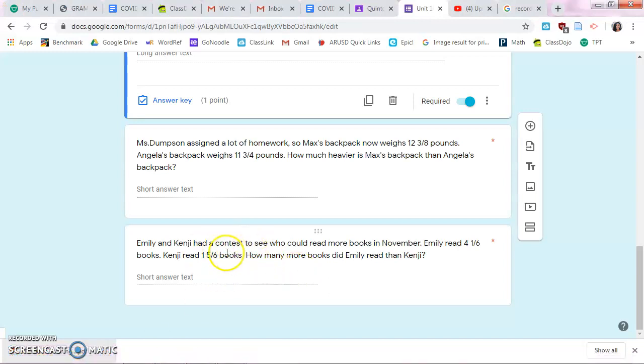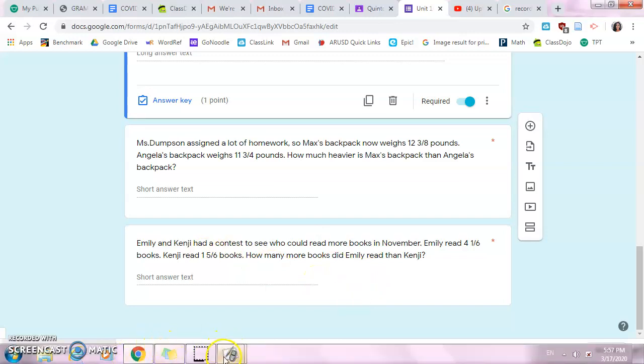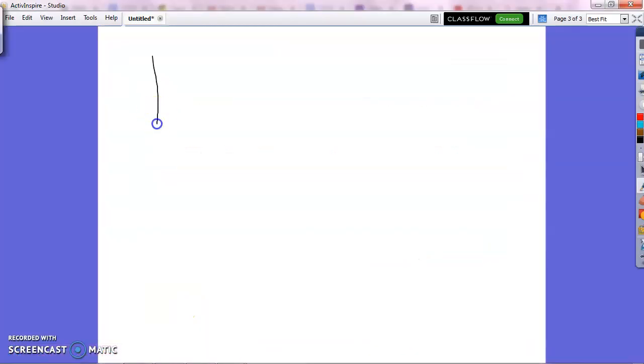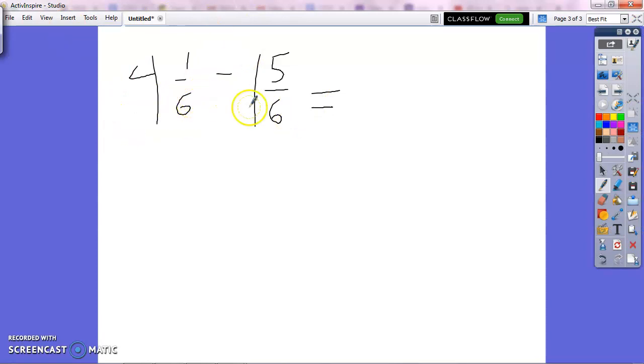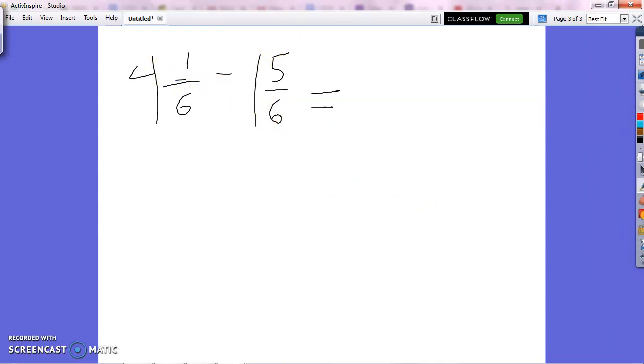Last one. Emily and Kenji had a contest to see who could read more books in November. Emily read 4 and 1/6 books, and Kenji read 1 and 5/6. How many more books did Emily read than Kenji? So 4 and 1/6 minus 1 and 5/6. Now the first thing I see is that the denominator is the same, so I don't need to change anything there. But just like the last one, I can't subtract 1 minus 5. So don't subtract 5 minus 1. It's not the same thing.